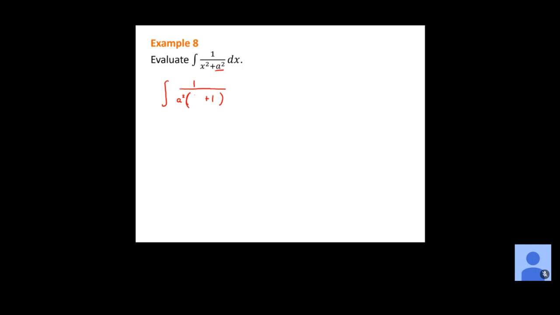Exactly, right? So this is just x squared over a squared, because if I redistribute now, the a squares would cancel. That would give me x squared. A squared times 1 would give me a squared. Okay, so that's our first step.